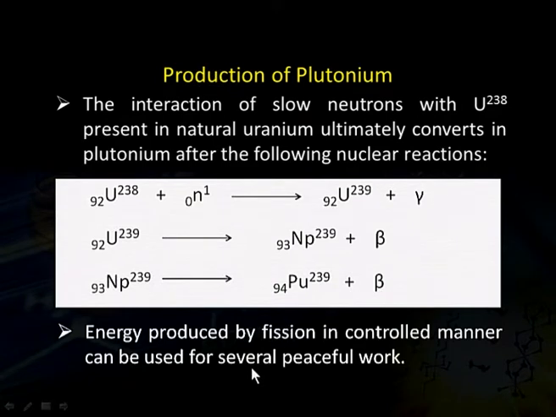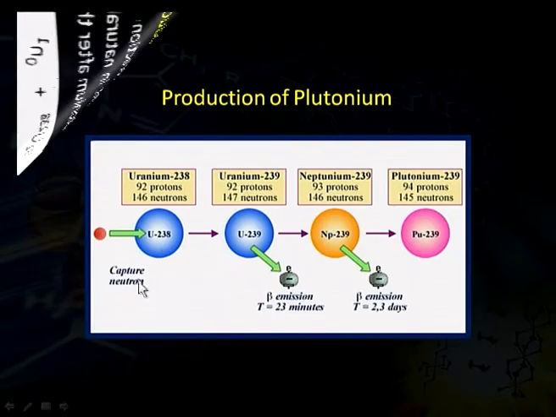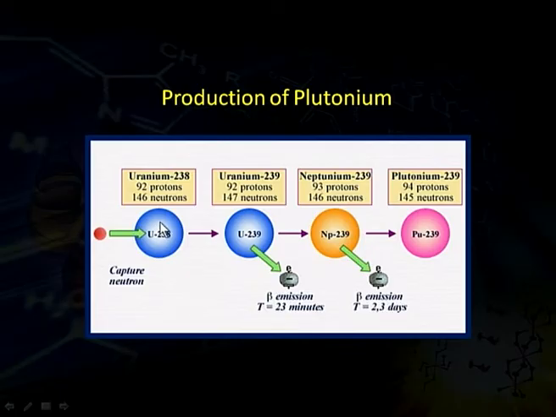The energy produced by fission in a controlled manner can be used for several peaceful purposes, not only for constructing the plutonium bomb. This is another way of presentation of how uranium 238 is converted into uranium 239, and then it is converted into neptunium 239 and ultimately plutonium 239 is prepared.